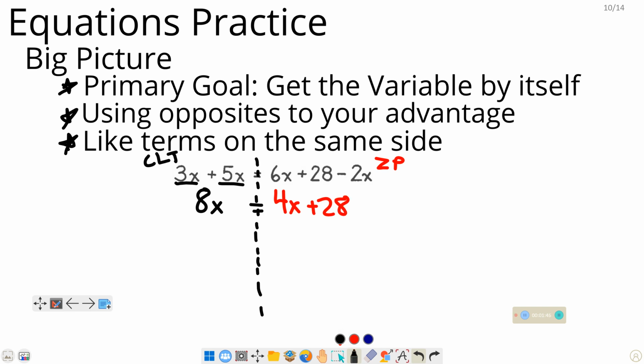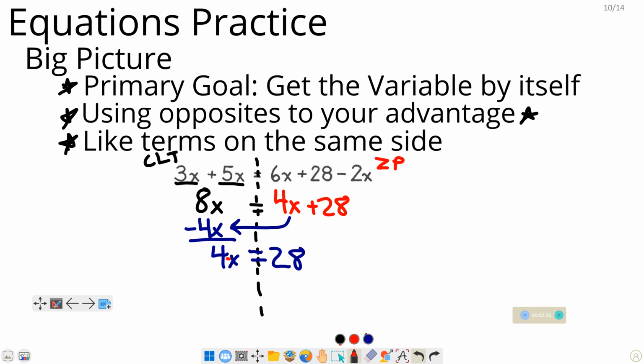Now this is where I'm ready to look at step number 2, using opposites to my advantage to get the variable by itself. Strategically, it makes more sense for us to side-side flip the 4x to the left. That will keep our variable positive on our left, and I'm going to say, well, side-side flip a positive 4x, that's going to be a negative 4x, and I subtract. Notice the 28 does not change, so I bring it down.